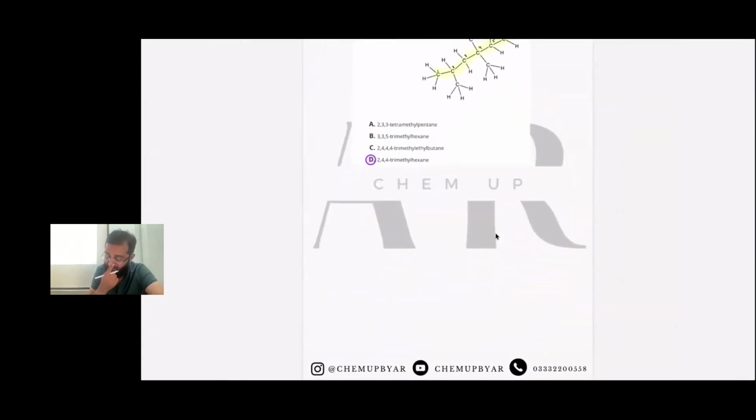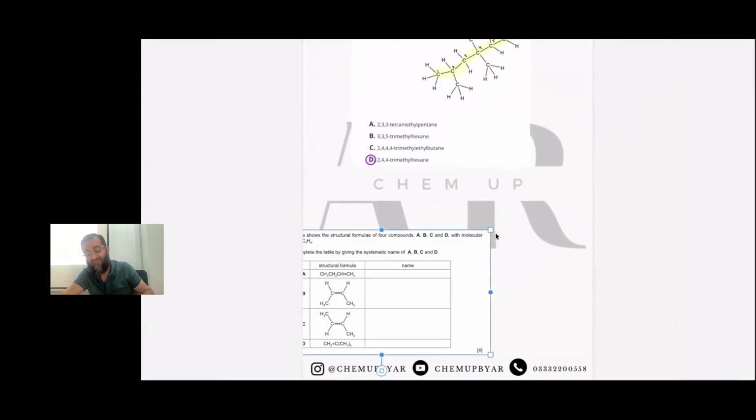In O level the naming is not that much. You need to just know the names of the straight chains. In A level, organic is even more extensive.